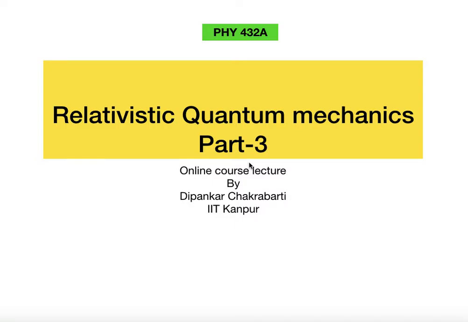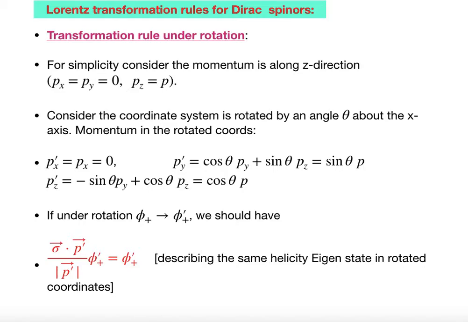Well, this is part 3, the last part of the relativistic quantum mechanics. In part 2, we have seen that the Dirac equation represents spin-half particles, or describes the dynamics of fermions, and we discussed the spin operators, the helicity operators and the helicity spinors. So here let us discuss the Lorentz transformation properties of the Dirac spinors.